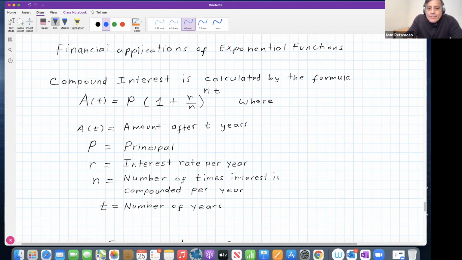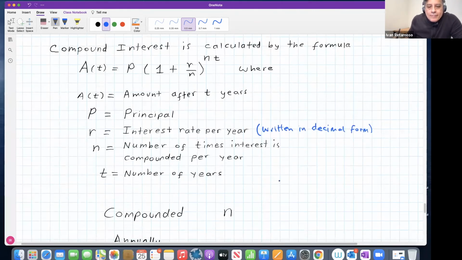R, interest rate per year. This has to be written in decimal form, always. Let's explain this with examples. And n, number of times interest is compounded per year, okay? And t, number of years for the investment, right? So let's see an example.